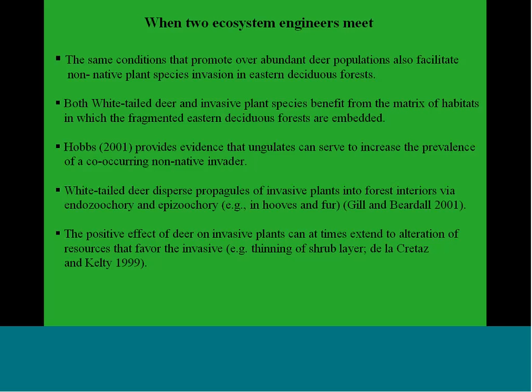And finally, the positive effect of deer on invasive plants can also extend to the alteration of resources that favor the invasive. An example of that is white-tailed deer thinning the shrub layer and allowing more light to reach propagules of invasive plants on the forest floor that normally would not get the light that is necessary to establish.